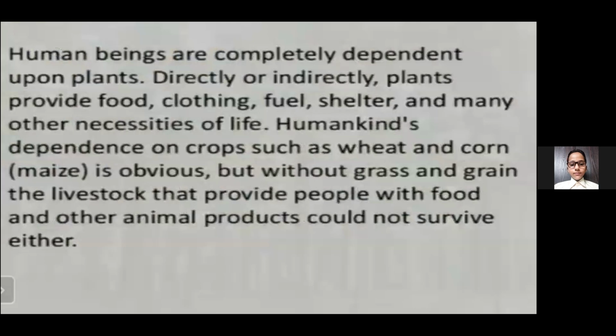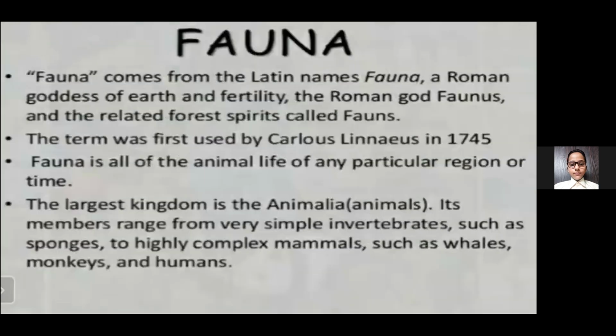Human beings completely depend upon plants, directly or indirectly. Plants provide food, clothes, fuel, shelter, and many other necessities of life. Humankind depends on crops such as wheat, corn, and maize, but without grass and grain, the livestock that provide people with food and other animal products could not survive either. Examples of flora are plants. Now we will talk about fauna.